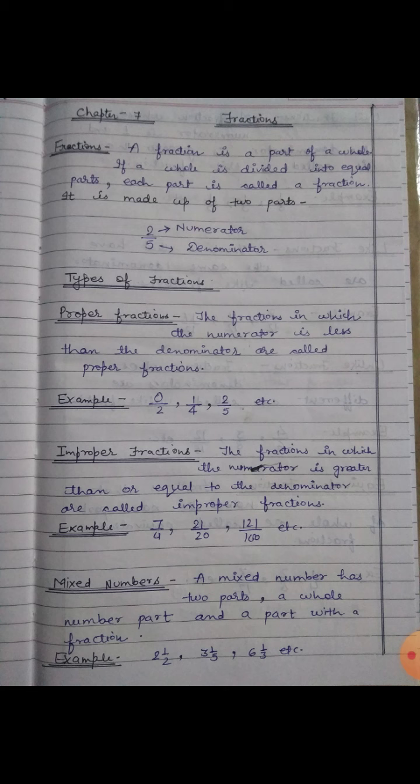So here students, you see in the first example, 2 whole 1 by 2, 2 is the whole part and 1 by 2 is the fractional part. Second example, 3 whole 1 by 5, 3 is the whole part and 1 by 5 is the fractional part. 6 is the whole part and 1 by 3 is the fractional part. So a mixed number has two parts, a whole number part and a part with a fraction.